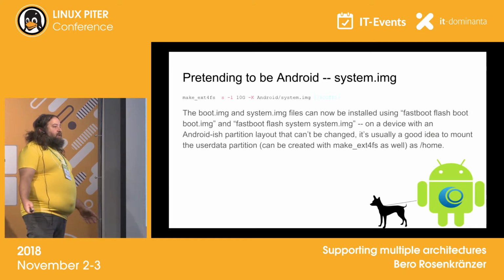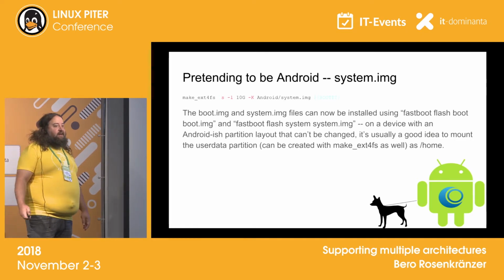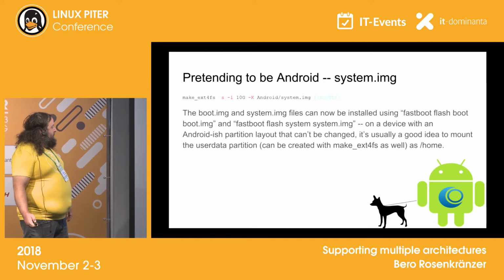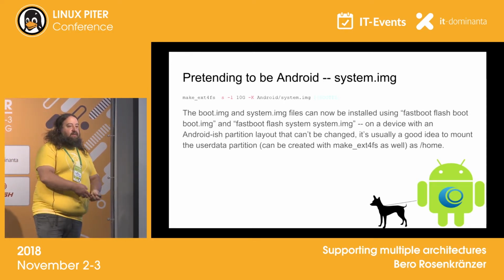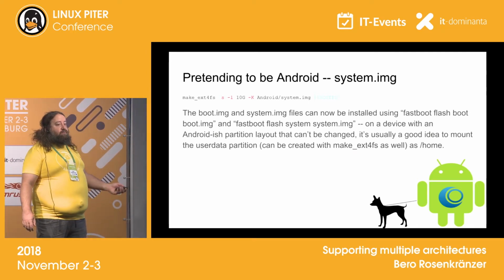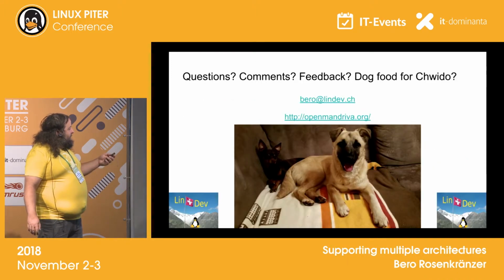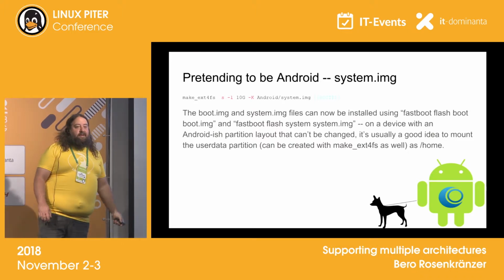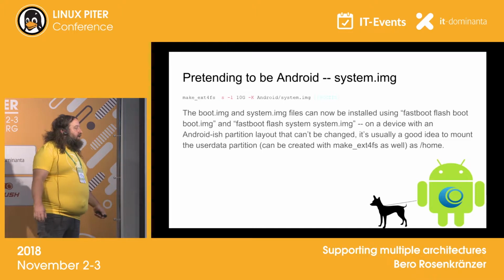Sometimes there's a problem that the partition layout on an Androidish device can't be changed. A couple of phones hard-coded it. In that case, it makes sense to just use Android's user data partition as the home directory on a Linux system. In that case, you still want to generate it using make_ext4fs, but you can point it at essentially an empty directory to generate something you can flash to it.